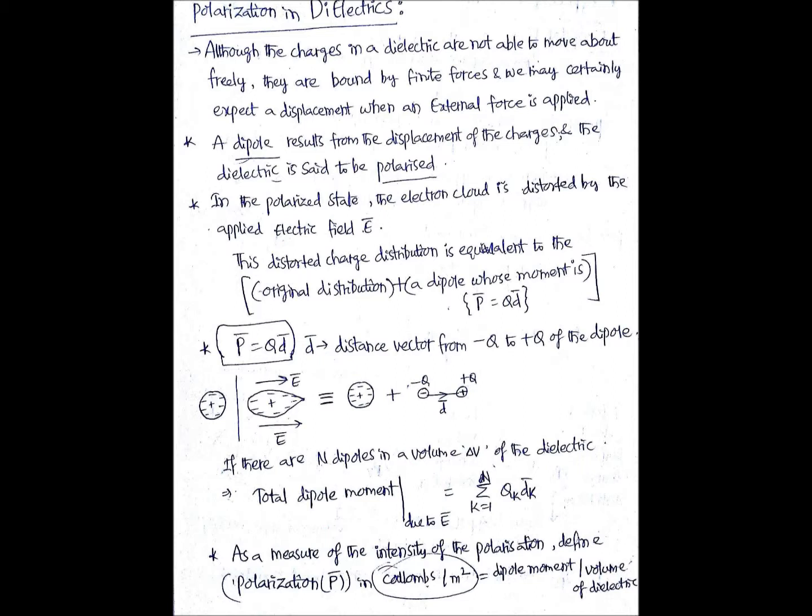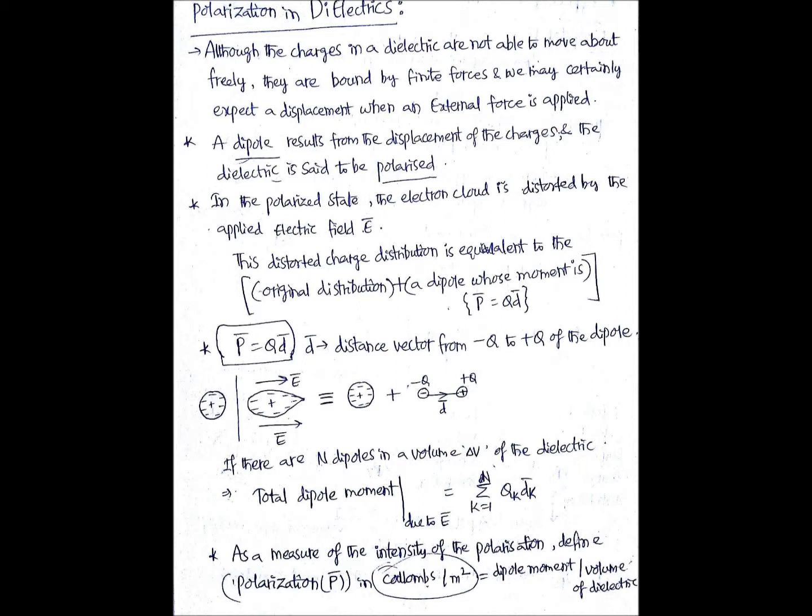In the polarized state, that means after the dielectric gets polarized, the electron cloud is distorted by the applied electric field E bar. That distorted charge distribution is equivalent to the original charge distribution plus a dipole whose moment is p bar equals q d bar. We are introducing a term known as the dipole moment, p bar, which equals q d bar. Here d bar is the distance vector from minus q to plus q of the dipole.